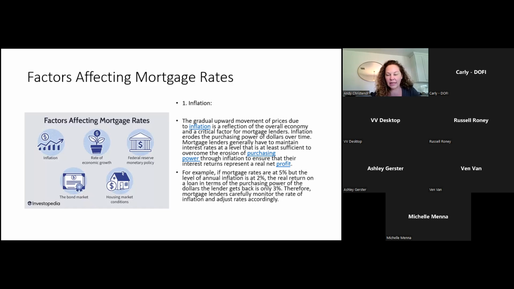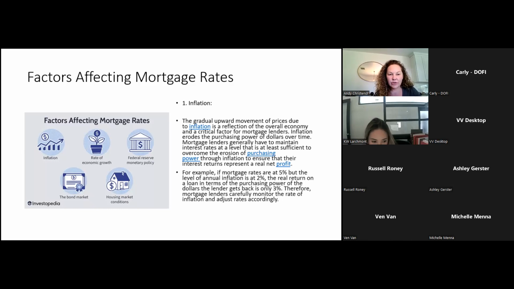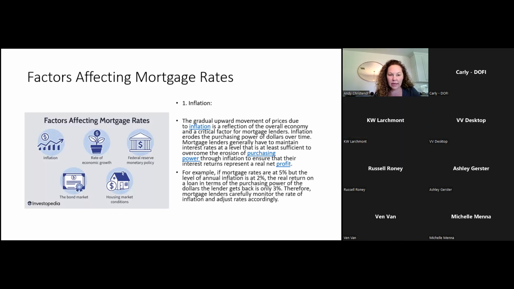There's a lot of things that actually affect interest rates. Not everybody qualifies for the same thing. Not everybody qualifies for the same program. There's a lot of things that go into it. In addition to that, there's a lot of pieces that affect interest rates and mortgage bonds.